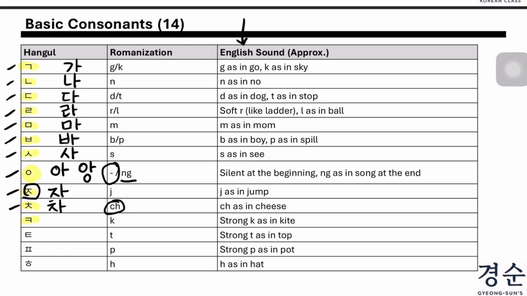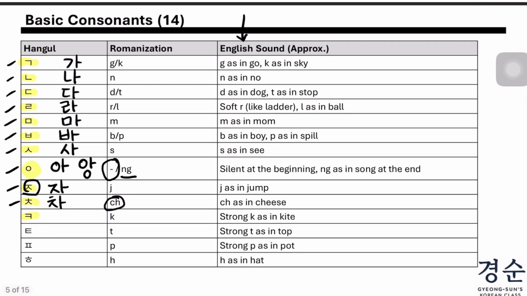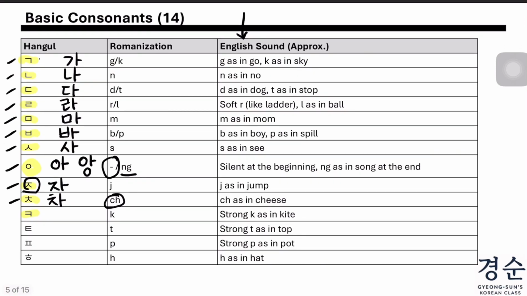This one is also very similar to our k here, but it has another line. So this is G and K, but this is K. A strong K as in kite. As I mentioned, you need to blow air out to know if you are correct or not. So if we combine it with a, it is pronounced as ka.